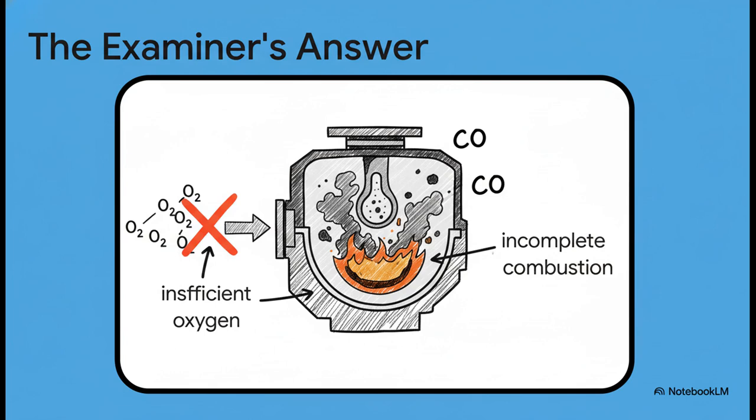For the full 2 marks, you've got to say 2 things. First, you name the process, incomplete combustion. And second, you give the reason for it, insufficient oxygen. That's it. 2 clear points, 2 marks in the bag.